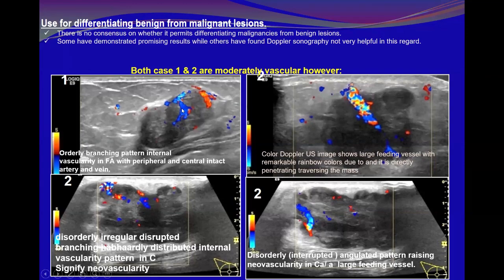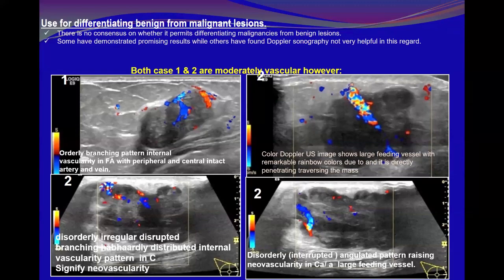vessels, and this is vein and this is artery. But if we look at this lesion at this point, look at these feeding vessels entering perpendicular to the wall of the mass, look at the aliasing, which signifies high velocities and gives rainbow colors due to direct penetrating, traversing the mass here. See that our descriptions or imaging show the difference between the two. This is a more suspicious vascular appearance, and this is a more reassuring vascular appearance.